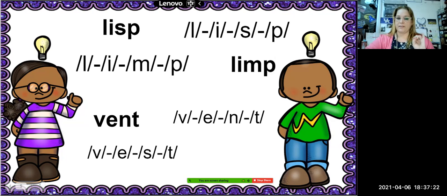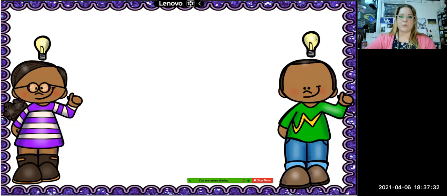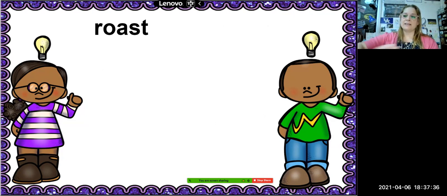We have vest. Vest. Good. The new word is best. Nice. Now we have the word roast. Roast. It's one syllable. Roast. How many sounds are in that word?